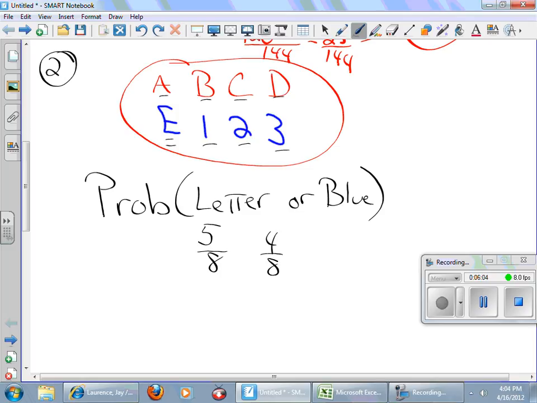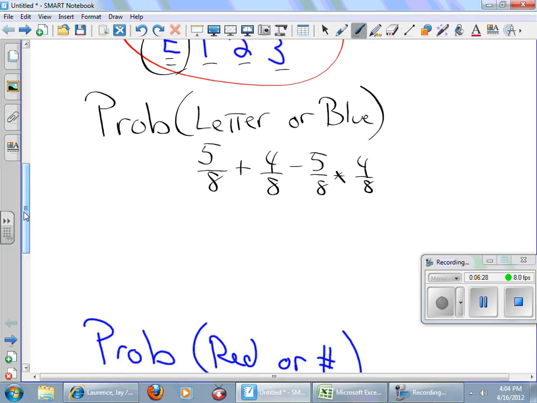Did you notice that I underlined E twice? Do you see that? That's a hint that I'm going to have to subtract off 5/8 times 4/8. Whenever at least one of the things we're counting ends up in 2 different categories on an OR problem, then we need to subtract off the products. All right, so I'm going to add these two together and get 9/8. I'm going to multiply these two together, and that's going to turn into 1, that's going to turn into 2. Looks like it's going to be 5/16.